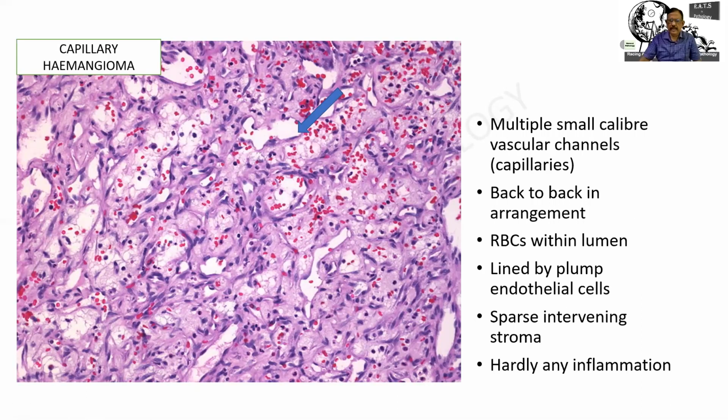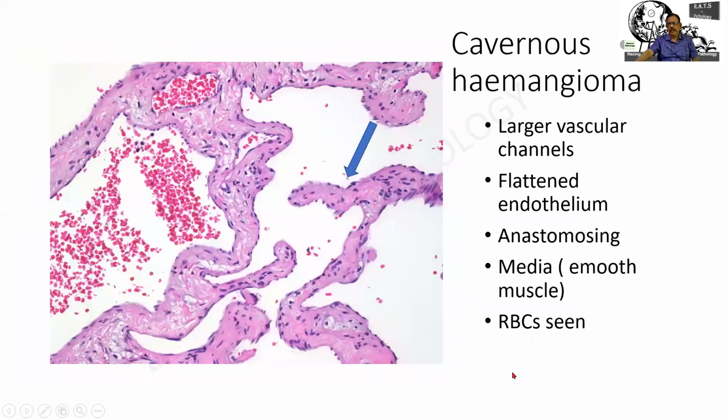In some areas, they are almost back to back in arrangement. This is a better picture in which I am finding multiple small caliber vascular channels. Small in the sense, this is small, this is smaller, this is the smallest. And they are back to back in arrangement. Back to back means there is hardly any intervening space. And they are lined by plump endothelial cells. This is the endothelial cell over here which has been marked. There is hardly any intervening stroma and no inflammation. So this will be the picture of a capillary hemangioma.